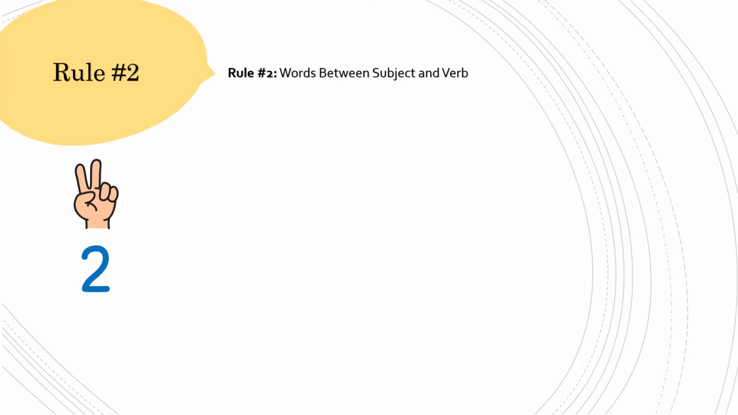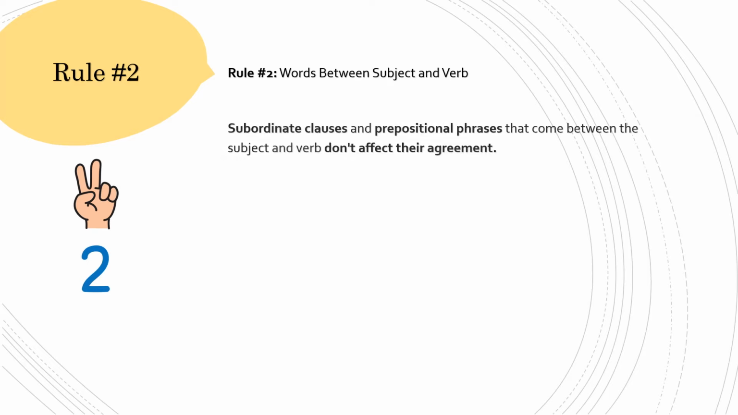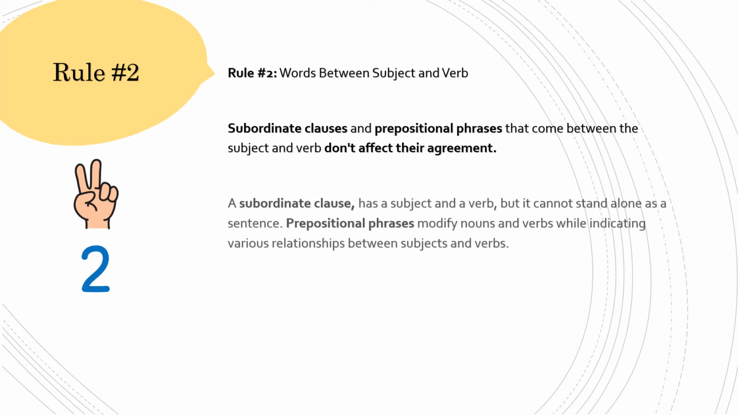Rule number 2. Words between subject and verb. Subordinate clauses and prepositional phrases that come between the subject and verb don't affect their agreement. A subordinate clause has a subject and a verb, but it cannot stand alone as a sentence. Prepositional phrases modify nouns and verbs, while indicating various relationships between subjects and verbs.